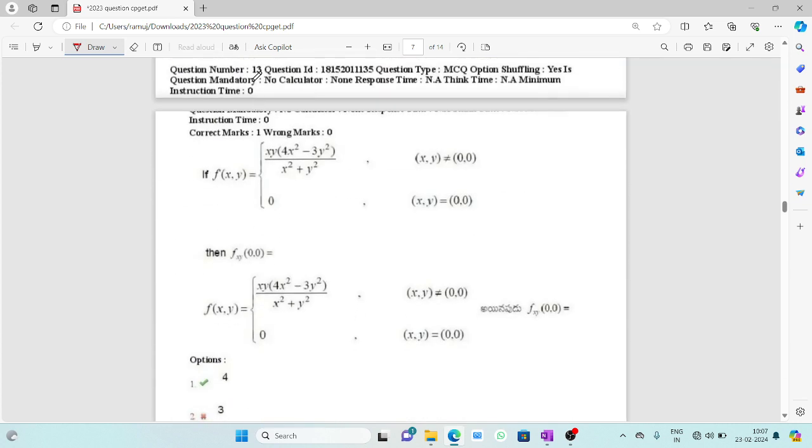Yeah, the 13th question is: if f(x, y) is equal to xy into (4x square minus 3y square) divided by (x square plus y square) whenever (x, y) is not equal to (0, 0), and f(0, 0) is equal to 0, he provided one two-variable function. He is asking f_xy at 0, 0. This is very, very important. I will simply tell how to proceed with this.